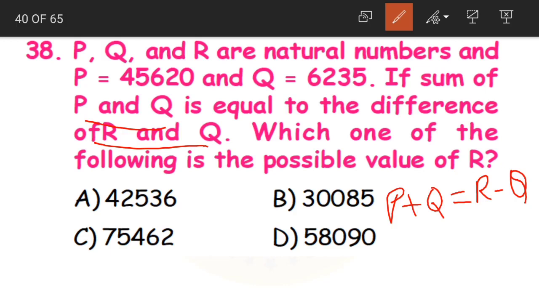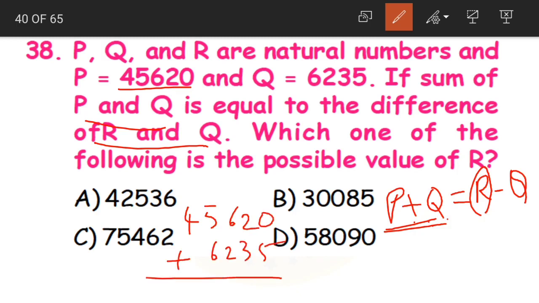Now we should find out the value of R, children. Okay, so for that what should we do? First let us find out the sum of P and Q. P is 45,620 and Q is 6,235. When we add these two, what will be our answer? 5, 5, 8, 11, 1 carried and 5. What is the sum? 51,855 is the sum. Let me write it here. 51,855. This is P plus Q.